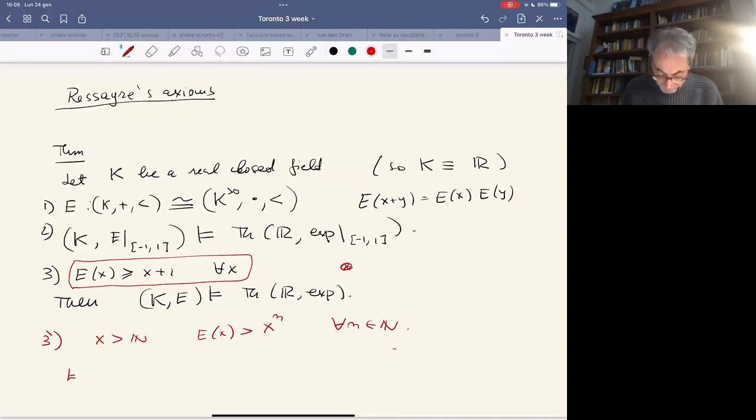For instance, from 3 you get the following: e^x times e^x, for instance, is bigger than 1 plus x, and 1 plus x is bigger than x squared. And this, on the other hand, is e^(2x). So here you have something growing linearly with x, and here you have something growing polynomially with x.